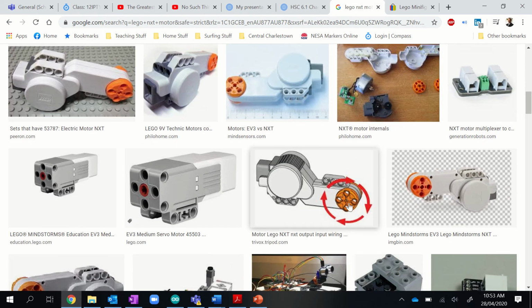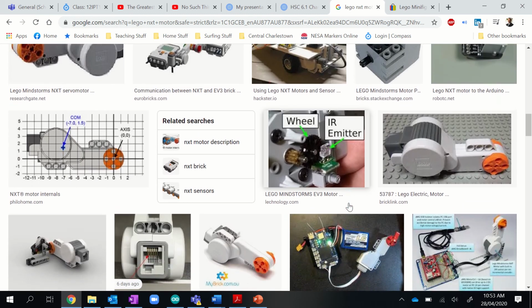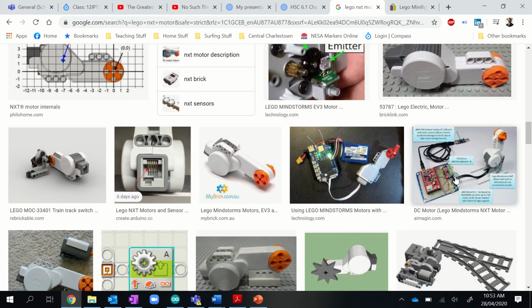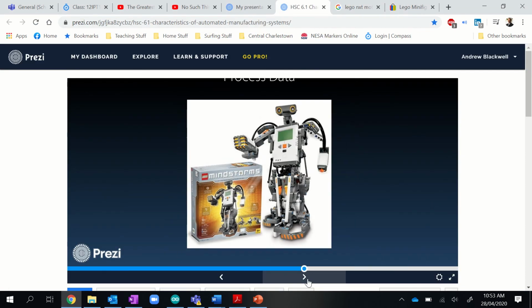In fact, they're so efficient that what you can do is get a cable, and I might be able to show you them connected. There's the cable there on this one. And if you connect that cable on the other end to another motor, when you spin that motor, the one that's connected on the other end actually spins as well. So they are highly efficient motors for the NXT.